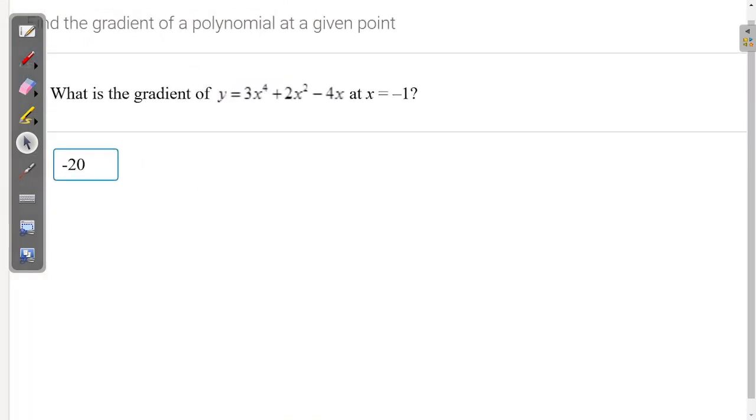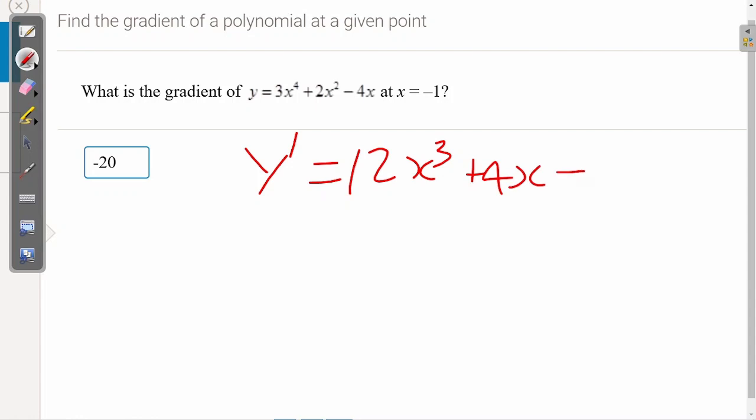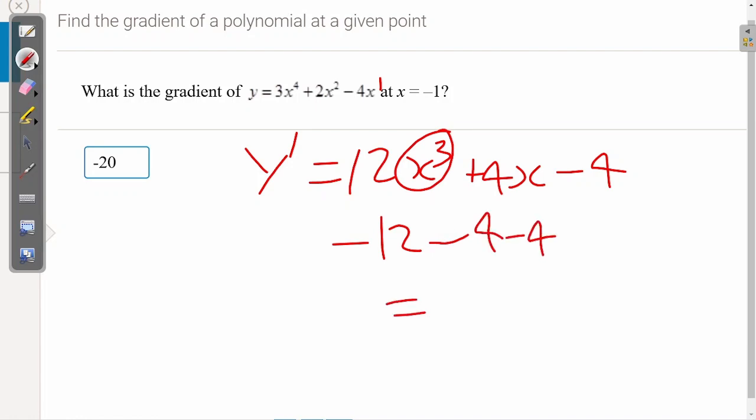This is the same thing, except it's a big one. So 4, you make it go down, so 12x cubed plus 2, you take it down, 2 times 2, 4x, minus, here it's a 1, so 1 times negative 4, it will stay the same, it's a 4, and it will go away. Okay, now we substitute with negative 1, so here odd power, so negative 12 minus 4 minus 4, so negative 16 minus 4, negative 20.